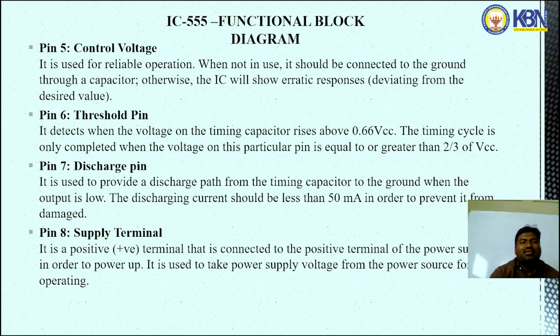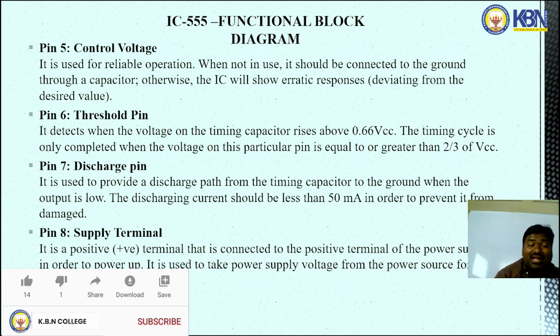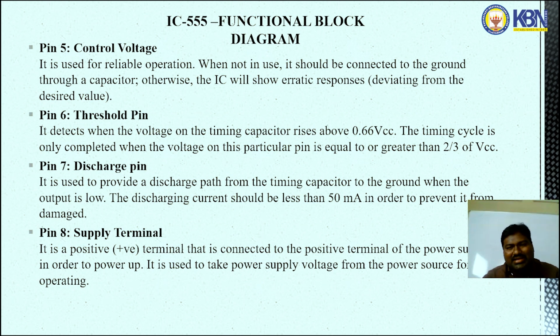Pin number 5 is the control voltage. It is used for reliable operation. When not in use, it should be connected to ground through a capacitor. Otherwise, the IC will show an erratic response, that means deviating from the desired value. Pin number 6 is the threshold pin. It detects when the voltage on the timing capacitor rises just above 0.66, that is 2/3 of VCC. The timing cycle is completed only when the voltage on this pin is equal to or greater than 2/3 of VCC.